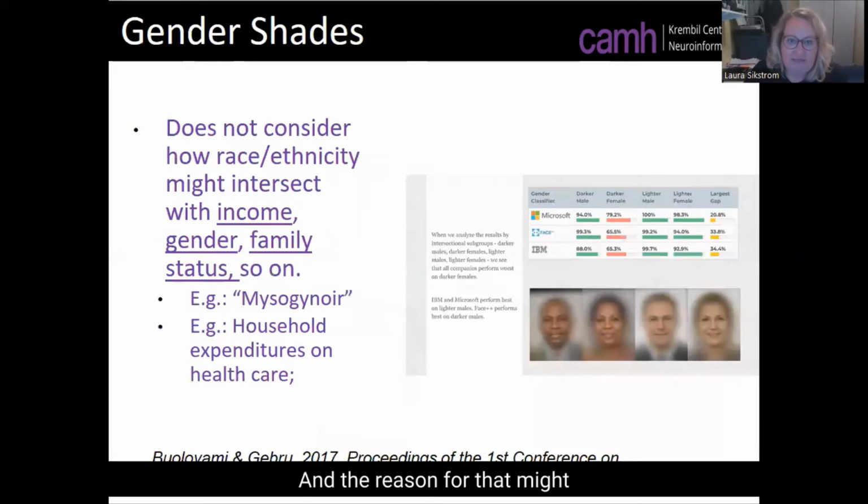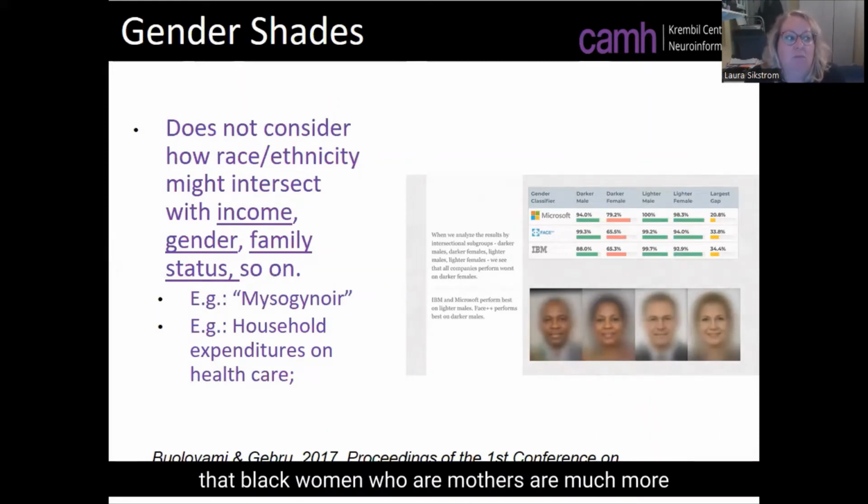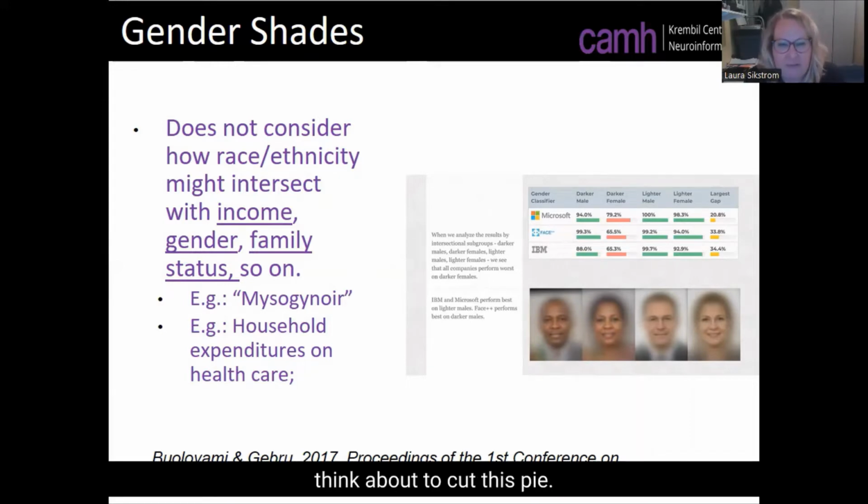And the reason for that might be called something like misogynoir, but also, if I had a theory, it would be, we know that women who are mothers are much more likely to spend money on their children than men. And so my hypothesis would be that women who are mothers would have low health expenditures, but quite possibly high disease severity. So that's one way that you could think about to cut this pie.